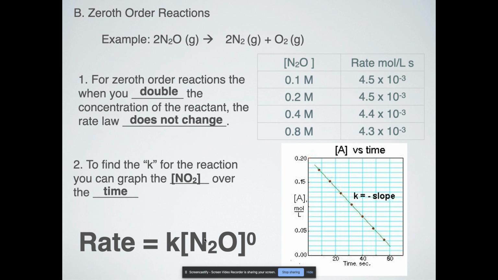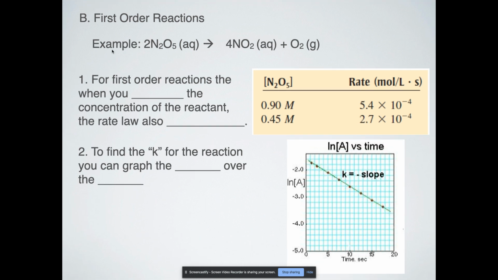But in our situation, it rarely will ask you to do that. But I would put the concentration of N2O to the 0 power so that I know it is a zeroth order reaction. Now, what about first order reactions? So take a look at the data here and see how it's a little bit different. So let's say I have dinitrogen pentoxide, and it's breaking apart into nitrogen dioxide and also oxygen gas. So this reaction has a whole different rate to it.